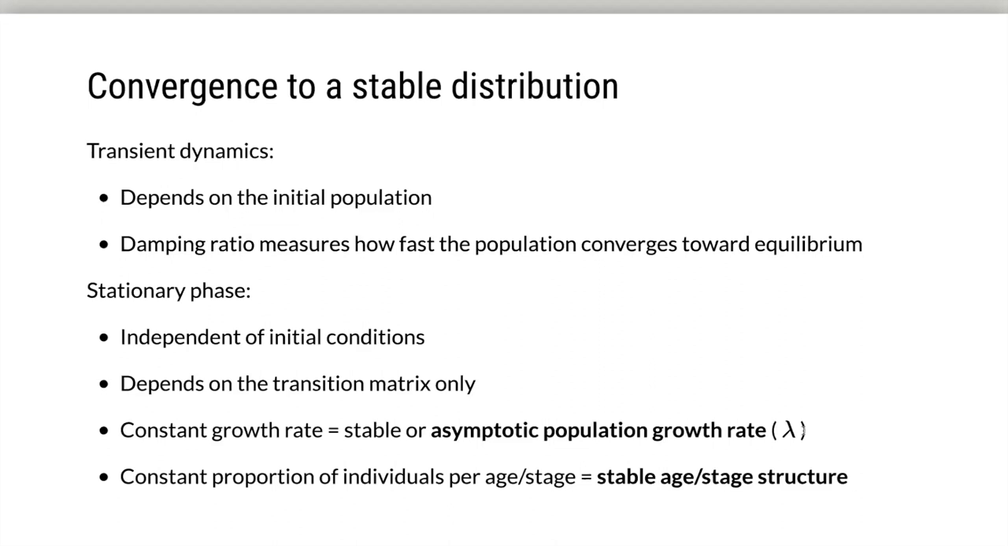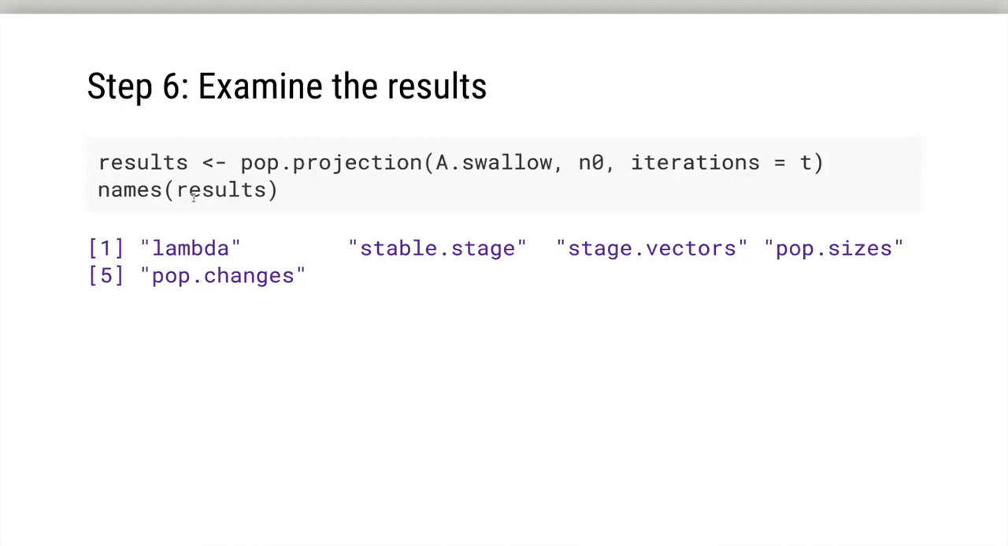We can also know directly from the Leslie matrix the stable age or stage structure in the population, so the proportion of individuals in each demographic stage when we reach the equilibrium phase. So that's interesting information that you can get from the projection matrix. So let's see how the results are structured if we use the PopBio package.